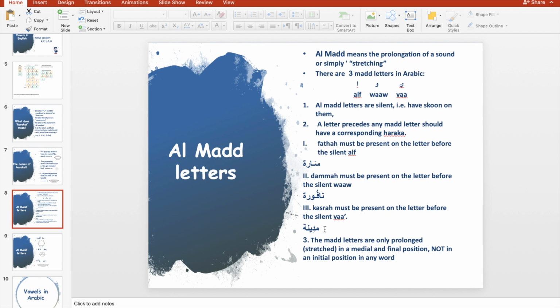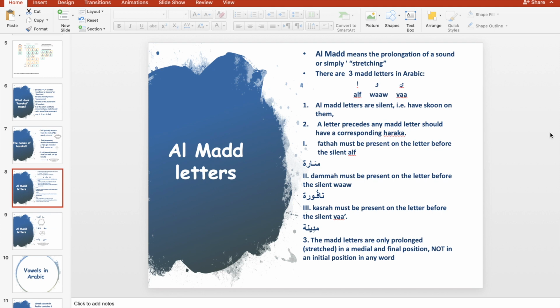Medina is an example. Again, there is dal and kasra just before the silent ya. Finally, rule number 3. And this is a very important rule that we always have to remember. Al-mad letters are stretched in a medial and final position only, not in an initial position in any word.